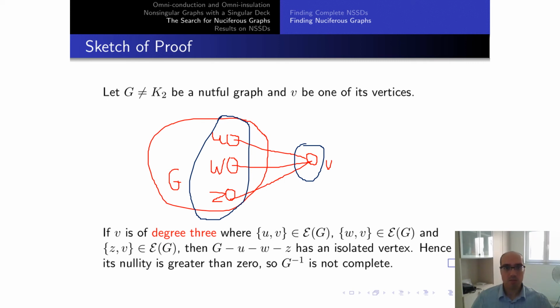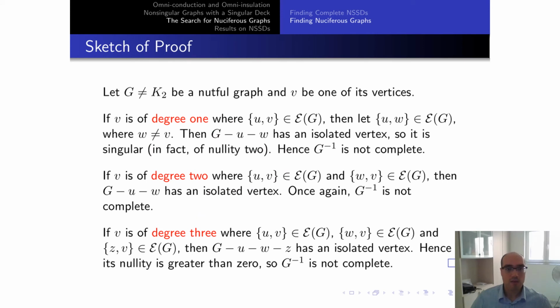Because of the theorem we have just shown before this proof, the resulting graph in the inverse must have at least one of the three edges in the triangle UWZ, which is not there, which is non-existent, meaning that G to the minus 1 is not complete, and hence G is not full.